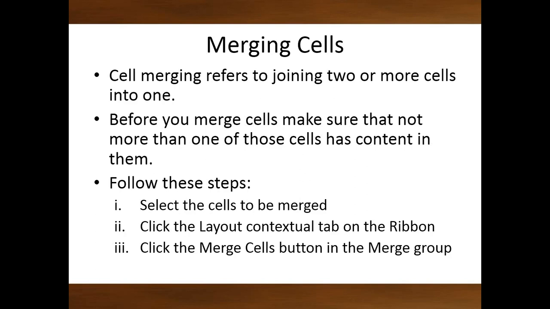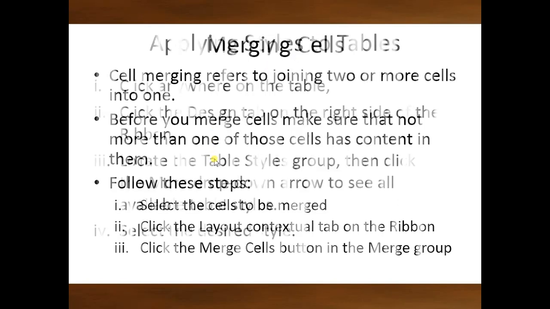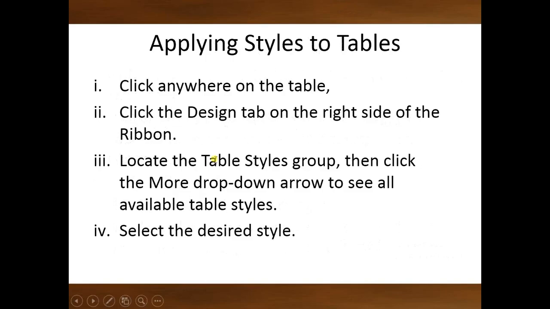1. Select the cells to be merged. 2. Click the Layout Contextual tab on the ribbon. 3. Click the Merge Cells button in the Merge group. Let us have a demonstration of this.